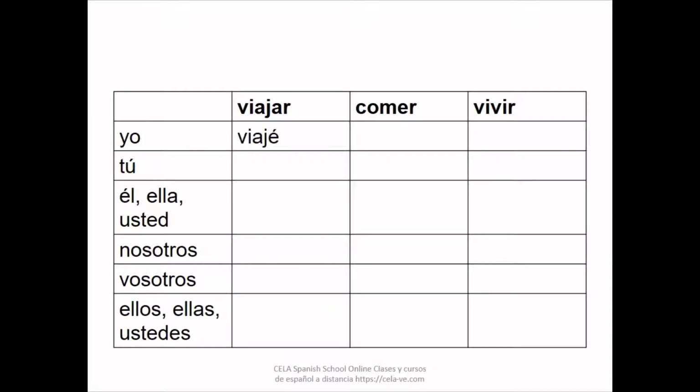Yo viajé, tú viajaste, él, ella, usted viajó, nosotros viajamos, vosotros viajasteis, ellos, ellas, ustedes viajaron.